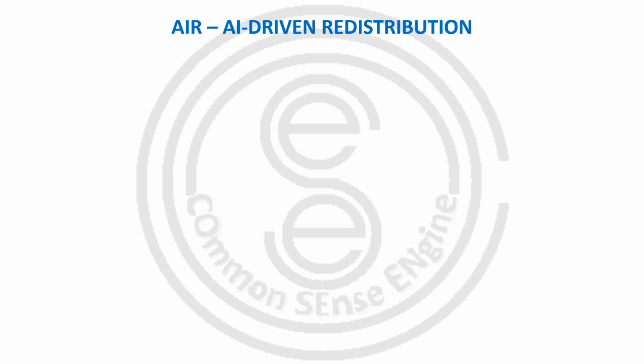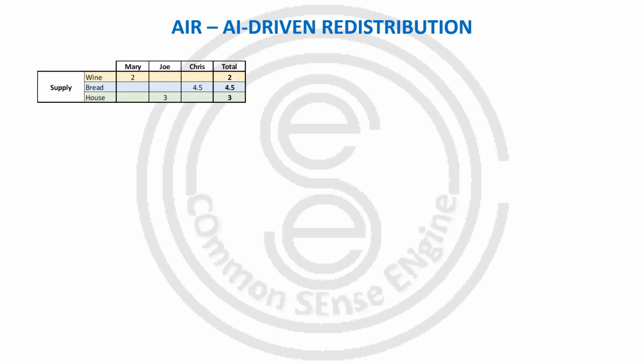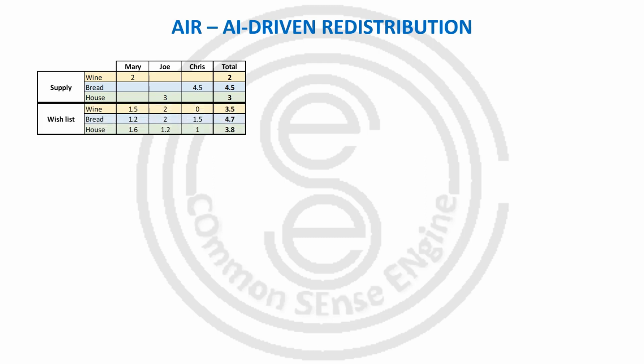Mary is a sommelier who makes wine, Joe is a carpenter who builds houses, and Chris is a cheesemaker and baker providing bread to the community. Here you can see the number of units they produce in a given period. The following table shows their desires. If total demand was below the total supply, everyone could take their part for free. It is usually not the case, so we need redistribution.